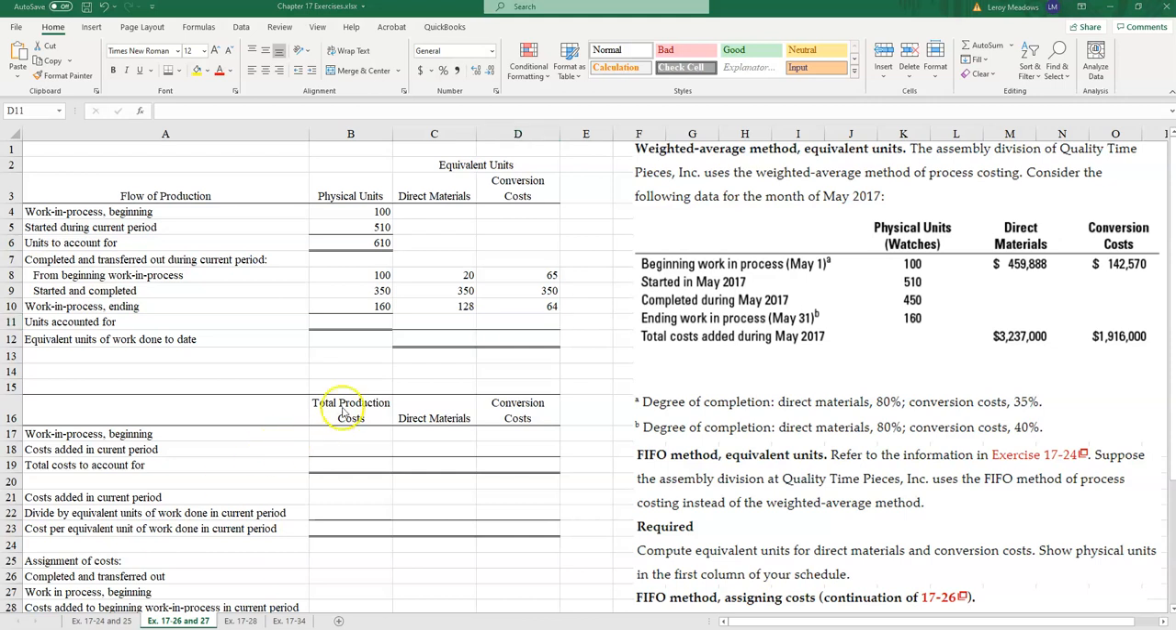So now I want to figure out, I had to account for 610 units. How many units did I account for here? Well, if I add those up, I accounted for 610. So I accounted for all those units.